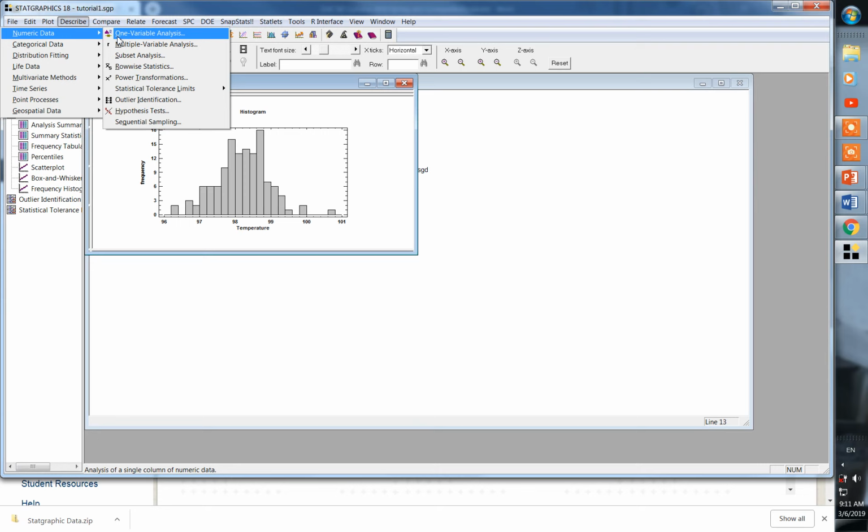So let's move on to the second one, and you will see that the second one is called outlier identification. So outlier identification is here. You see that? So later, if you want to do that, you can also do the outlier identification, or you can also do the statistical tolerance limit, right? Tolerance limit. So let's explain the other two for you. Okay. So let's move to the second one.